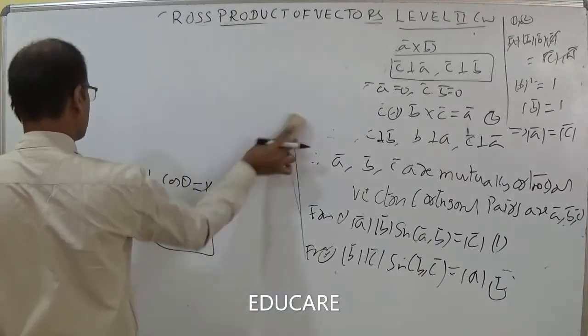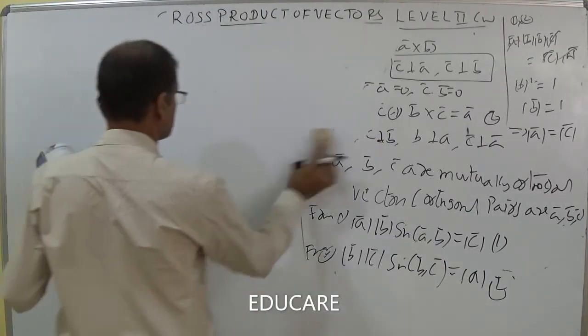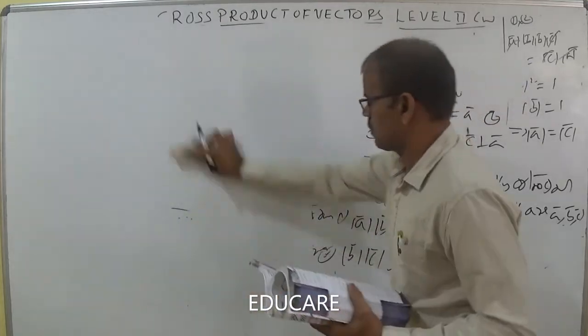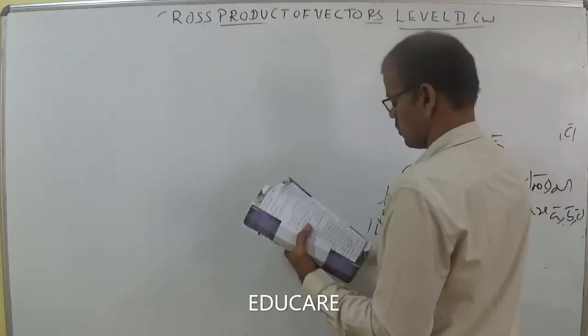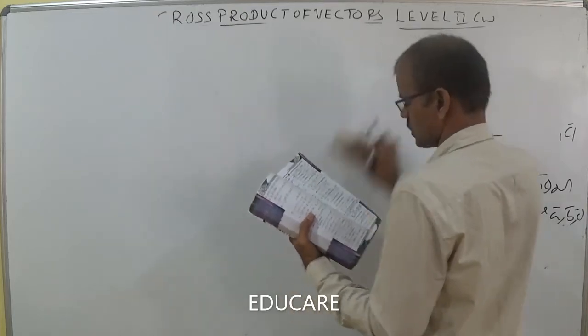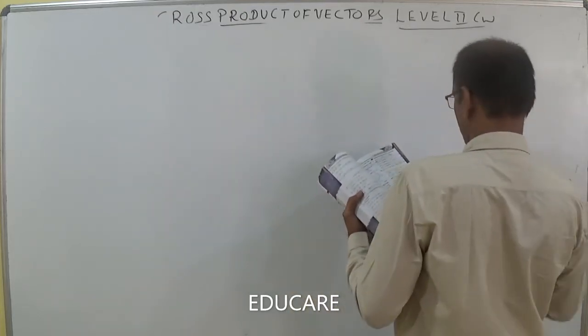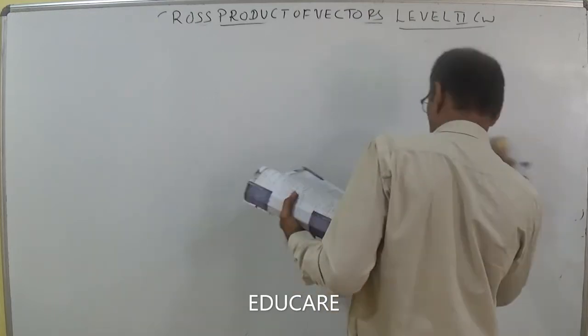A bar plus 2B bar plus 3C bar is equal to 0 bar. It is a null vector. The summation of the three vectors is given as 0 bar.